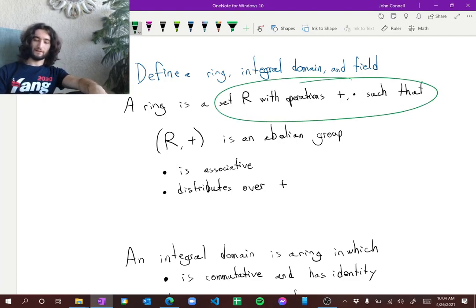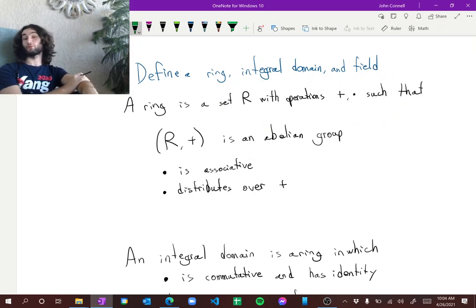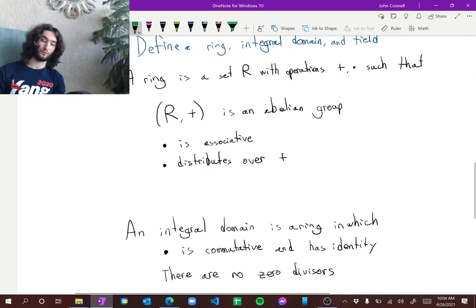A ring is a set with two operations. Those two operations can be anything, but we usually call them addition and multiplication. Of course, they don't have to be. The set doesn't have to be numbers. We can talk about any two operations as long as they satisfy these properties. So what are the properties that they have to satisfy?